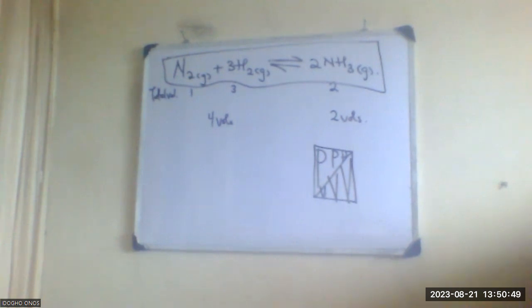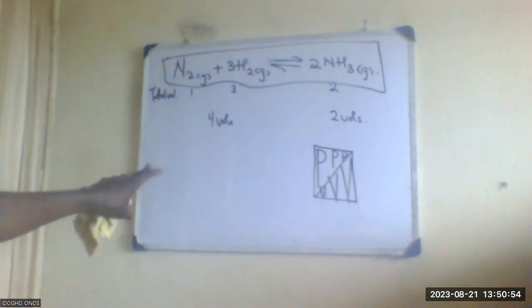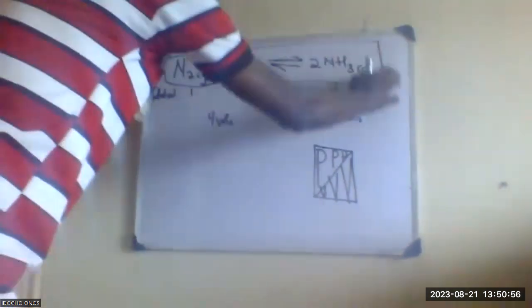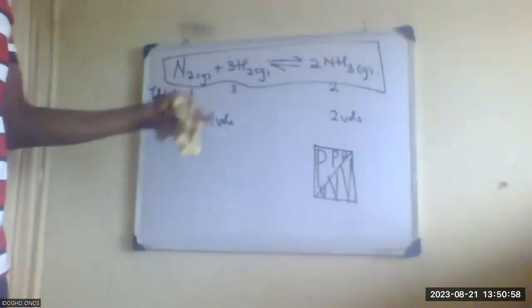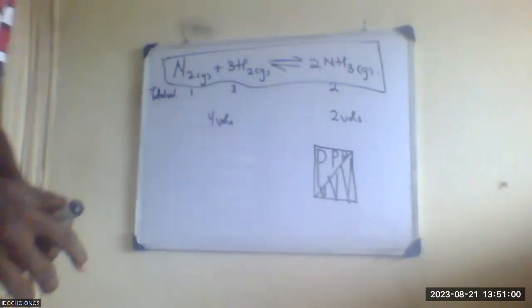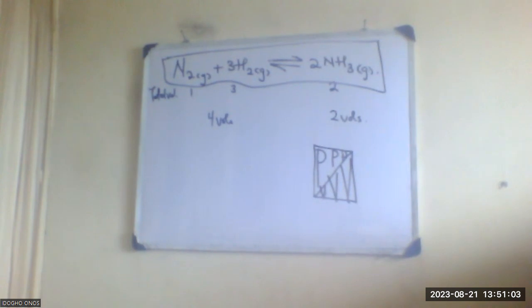List 3 factors that can increase the yield of ammonia in the above equation. What are the 3 factors the student will write? An increase in pressure. Okay. 1, increase in pressure. 2, decrease in volume. No, volume has no business here.